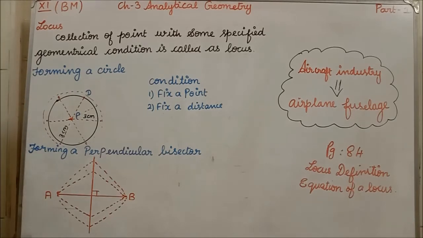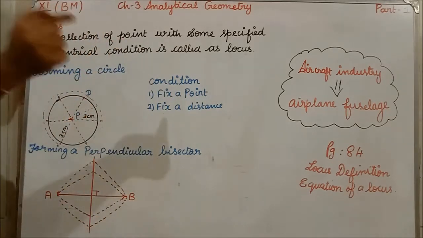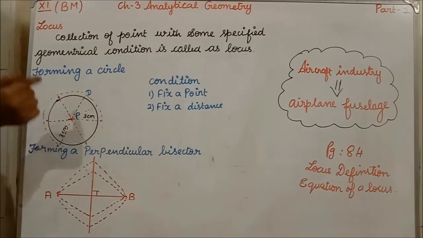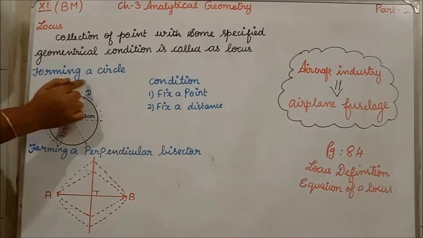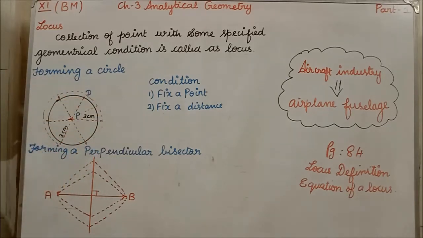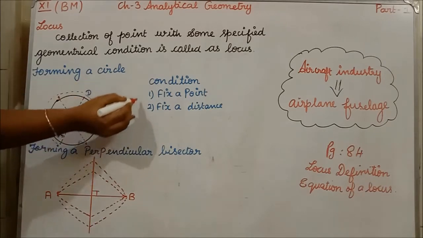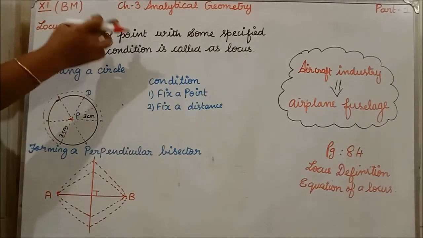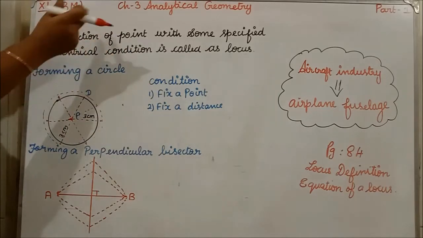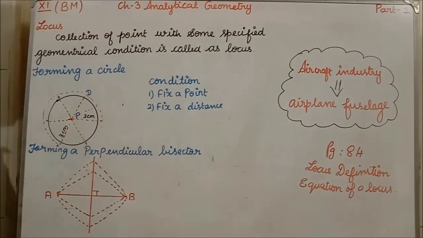In analytical geometry, the first concept given in your book is locus. First I'll explain the concept of locus. See, locus is nothing but a collection of points. For example, this is the board, this is a plane surface. In that plane surface, I am taking one point and I am going to collect points around it. So, a collection of points under some specified geometrical condition is called a locus.